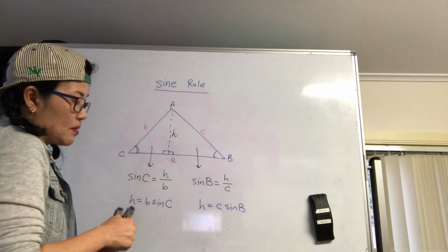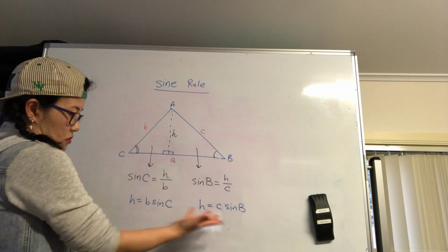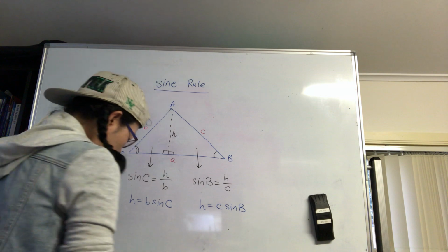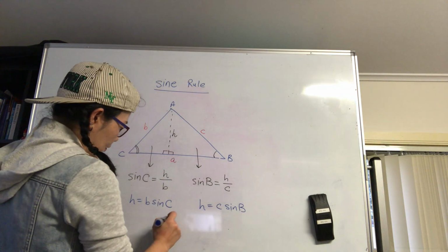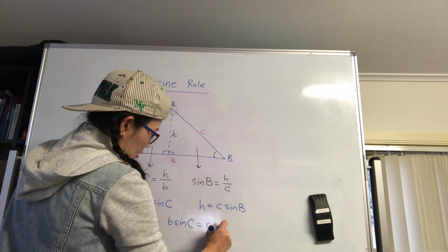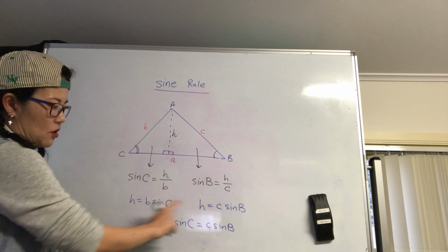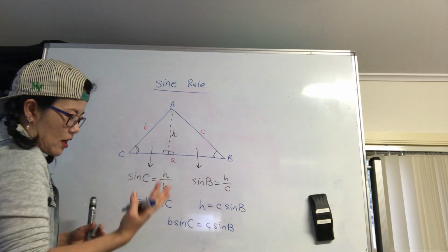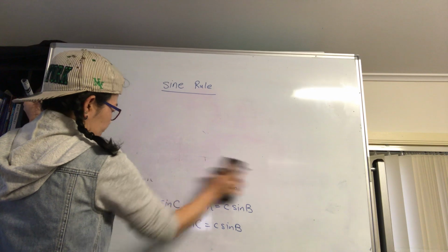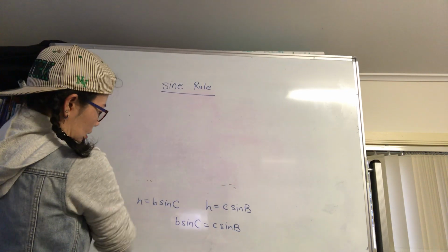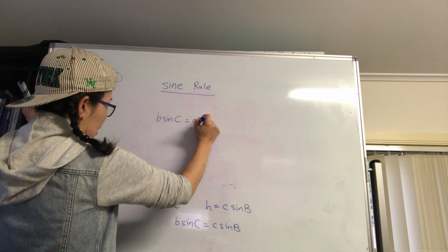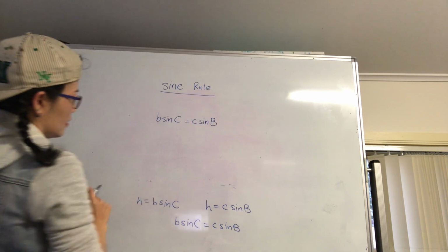Now, from the simultaneous equations, they're both H, so by substitution, I'm going to make this one the same as this one. So therefore, I'm going to have B sine C equals C sine B, because they're all in the same term, right? Now, I'm going to rub this one off because I don't think you can see it. So what I'm going to put in here again is B sine C equals C sine B.